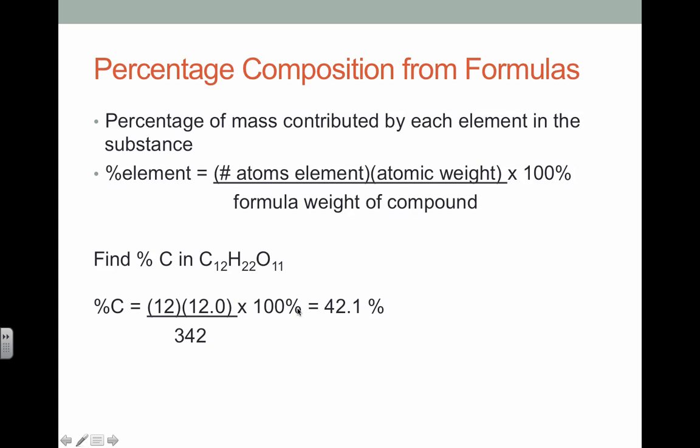So 42.1% of the total mass is due to carbon for this particular formula. And we'll also be using it for other things as well later in this chapter.